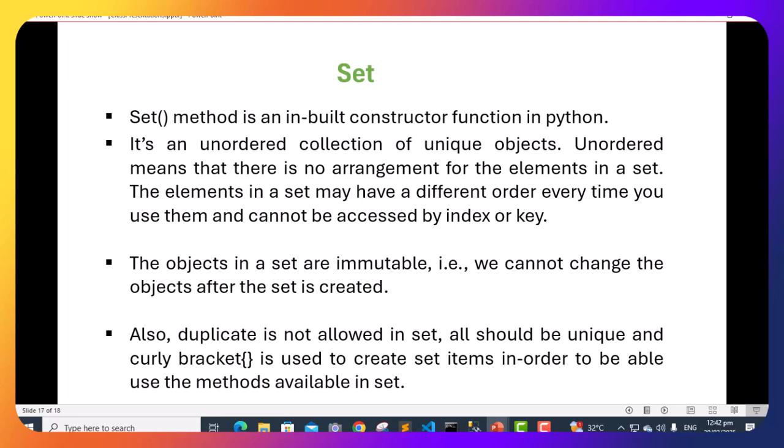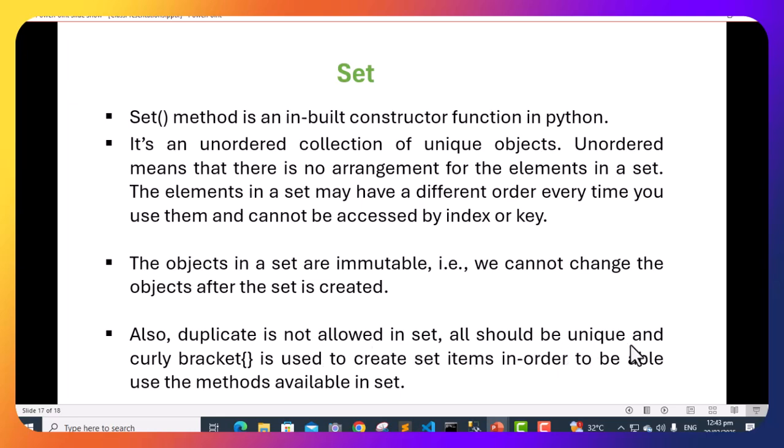The elements in a set may have a different order every time you use them and cannot be accessed by index or key. If you remember in the video where I explained dictionary, you access dictionary by using their index, the key, the values, but for sets you can't access it by either index or by key. The objects in a set are immutable, that is, you can't change them. You cannot change the object after the set is created. Also, duplicate is not allowed in sets.